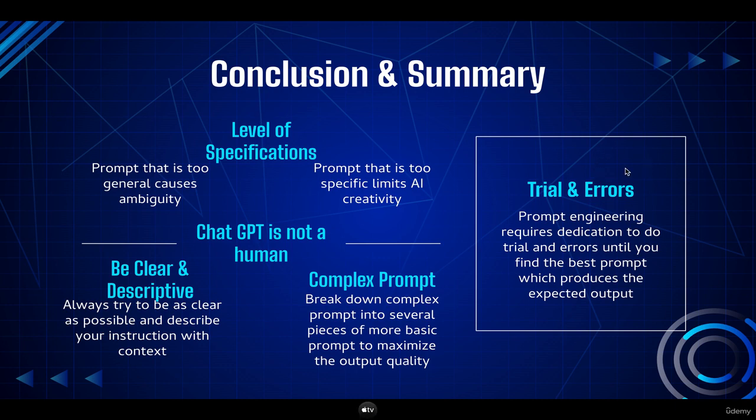And the last one here: trial and error. Prompt engineering requires your dedication to do trial and error until you find the best prompt which produces the expected output. Sometimes in your first trial, you enter the prompt, click generate, and you're not going to get what you want. Whether it is ChatGPT or an AI text-to-image generator, sometimes, or maybe most of the time, you don't get exactly what you want.